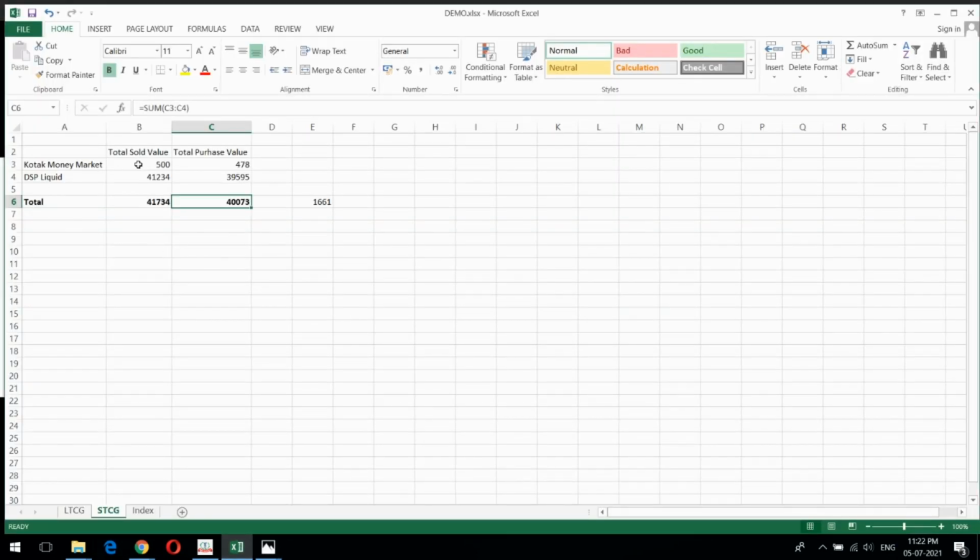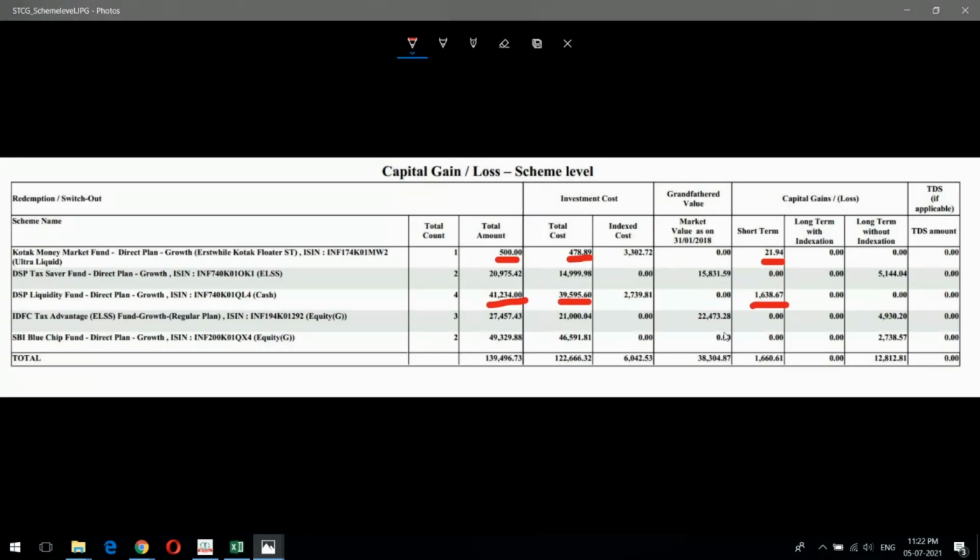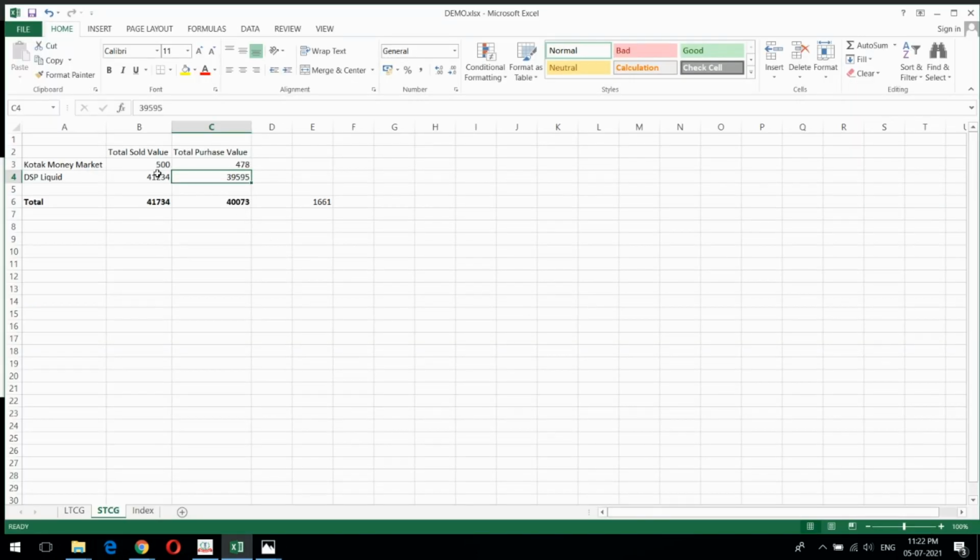If you see, this is the sold value for Kotak Money Market 500, and the purchase is 478. Similarly, for DSP Liquid, the sold amount was 41,234 and the purchase value was 39,595. Similarly, what is quoted right here. This is how I got the total figure of sold value and the same for the purchase value.